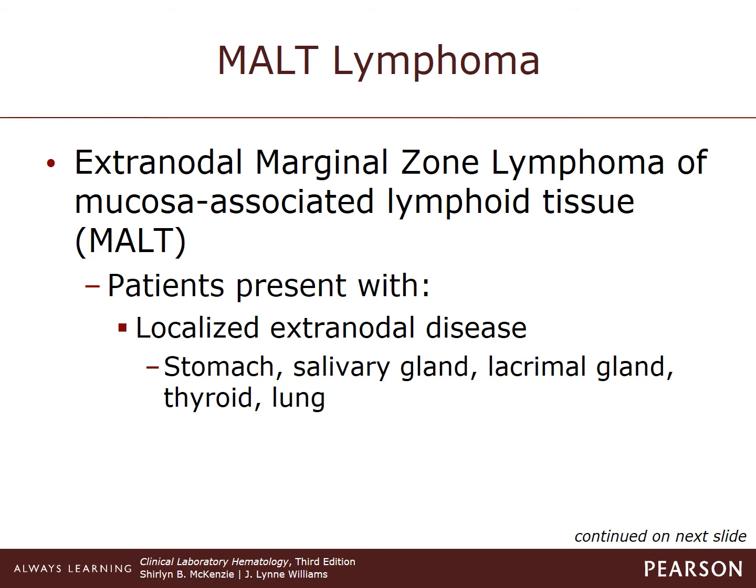Patients with extranodal marginal zone lymphoma of mucosa-associated lymphoid tissue usually present with disease in extranodal sites, such as the stomach, salivary gland, thyroid, or lung. And this could be preceded by a chronic inflammatory disorder from gastric infection due to Helicobacter pylori or some kind of autoimmune disease. This is a very slow process and usually presents negative for CD10 and CD5.